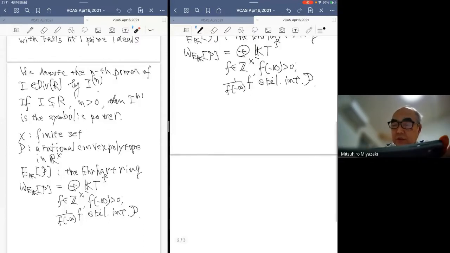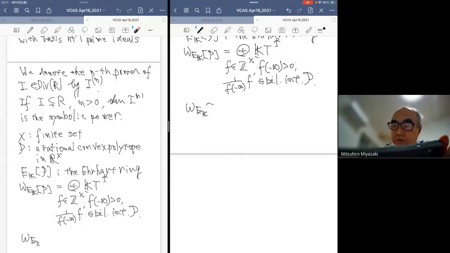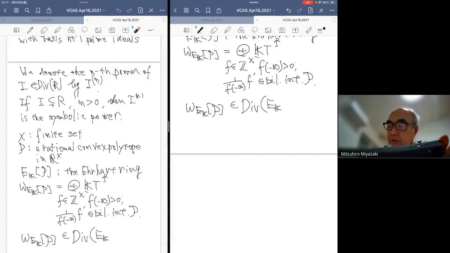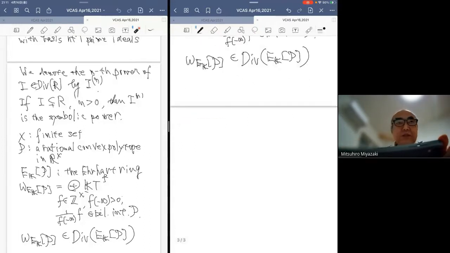Before that, we recall that this ideal, this canonical ideal, is contained in Div EKP, that is, this canonical ideal is divisorial because the canonical module is reflexive. And now we focus our attention on the Ehrhart ring of order and chain polytopes.